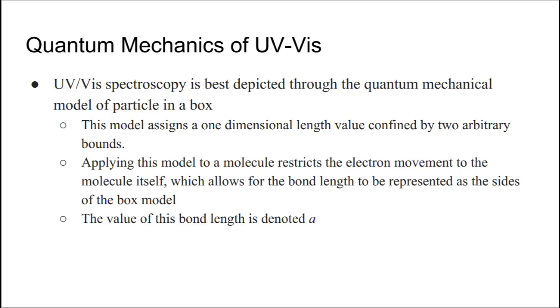UV-VIS spectroscopy is best depicted through the one-dimensional particle-in-a-box model of quantum mechanics. This model defines the arbitrary bounds to the two atoms of the bond in question. This restricts the electron movement to the molecule itself, which allows the bond length to be restricted between the two sides of the box. The value of the bond length from this model is denoted A.